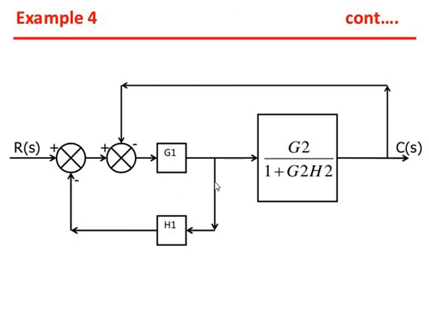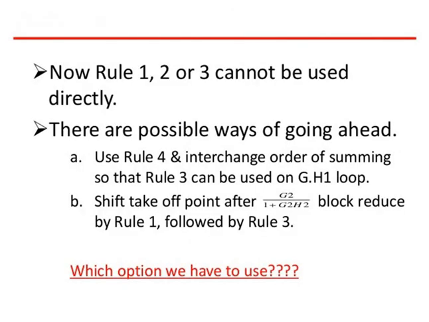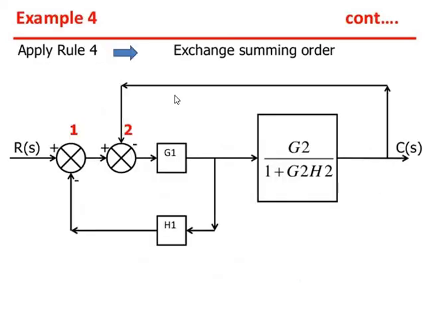Now we can solve this block in two possible ways: by interchanging the summing points, and by shifting the takeoff point from before a block to after a block. So there are two possible ways: interchanging the summing points, and the second option, shifting the takeoff point after this block to this block. So what we do now is apply rule 4, which is the exchange of summing points. Now we exchange this summing point.